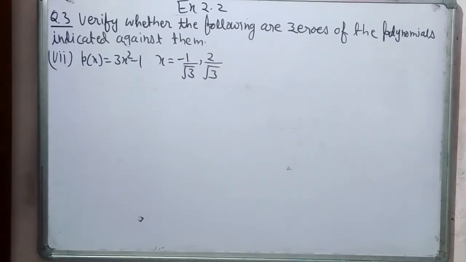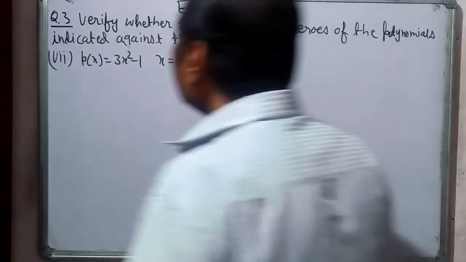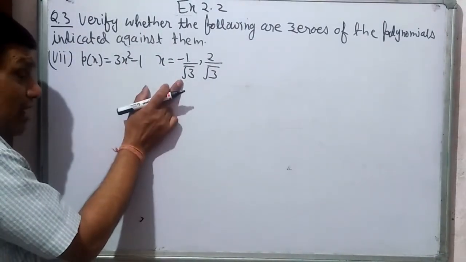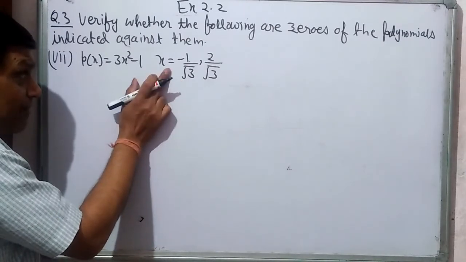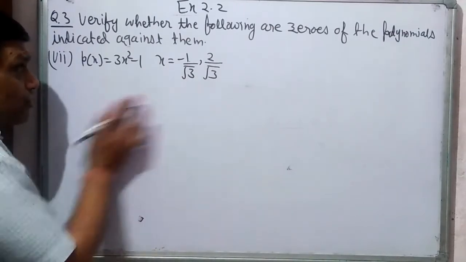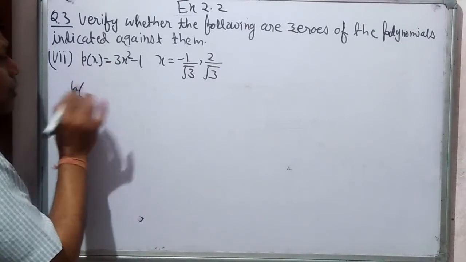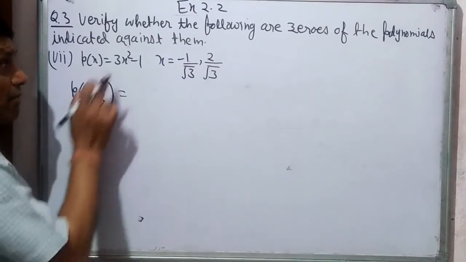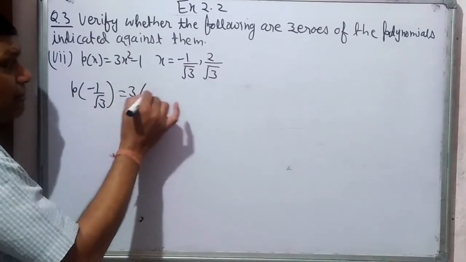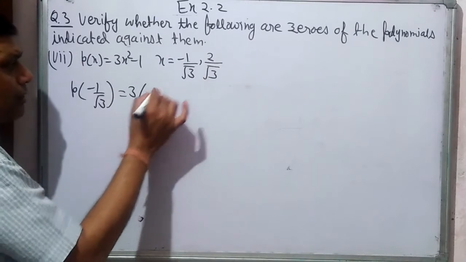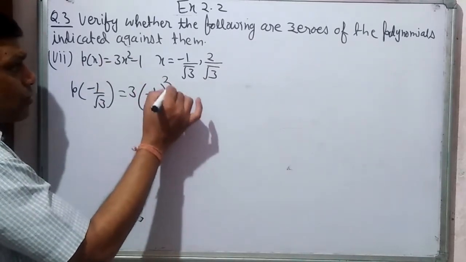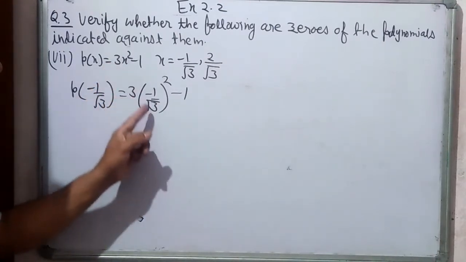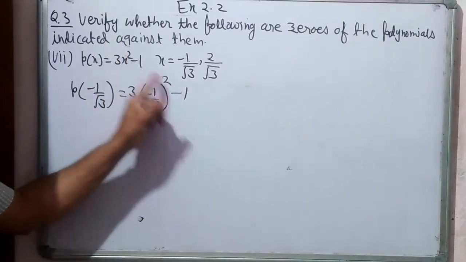In the seventh part, dear students, we are given the polynomial as 3x square minus 1, and this time we are given the values of x in terms of root 3. What will be the value of the polynomial at minus 1 upon root 3? We will replace this x with minus 1 upon root 3. We have to put the square and minus 1. In place of x, I am replacing minus 1 by root 3. The square I am not replacing. The square will be as such.